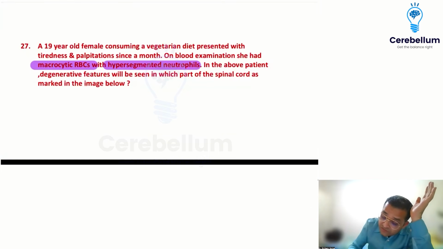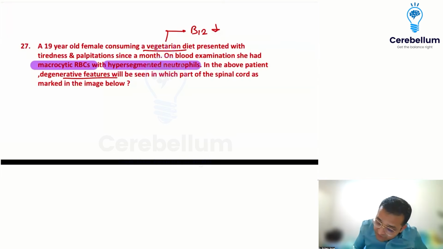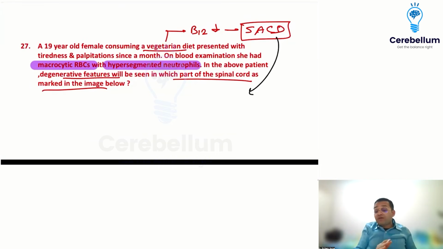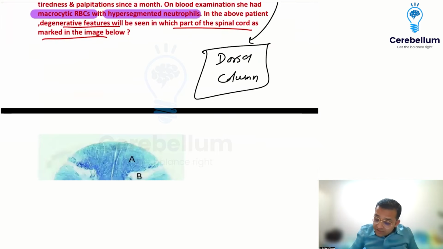Okay, yes, also vegetarian diet, definitely this is the case of the B12 deficiency. Okay, got the point? Yes sir. Now in the above patient, degenerative feature will be seen in which part of the spinal cord? So this is leading to the subacute combined degeneration. Yes sir, it is a subacute combined degeneration, and this subacute combined degeneration mainly affects the dorsal column first and then other columns. So let's see.